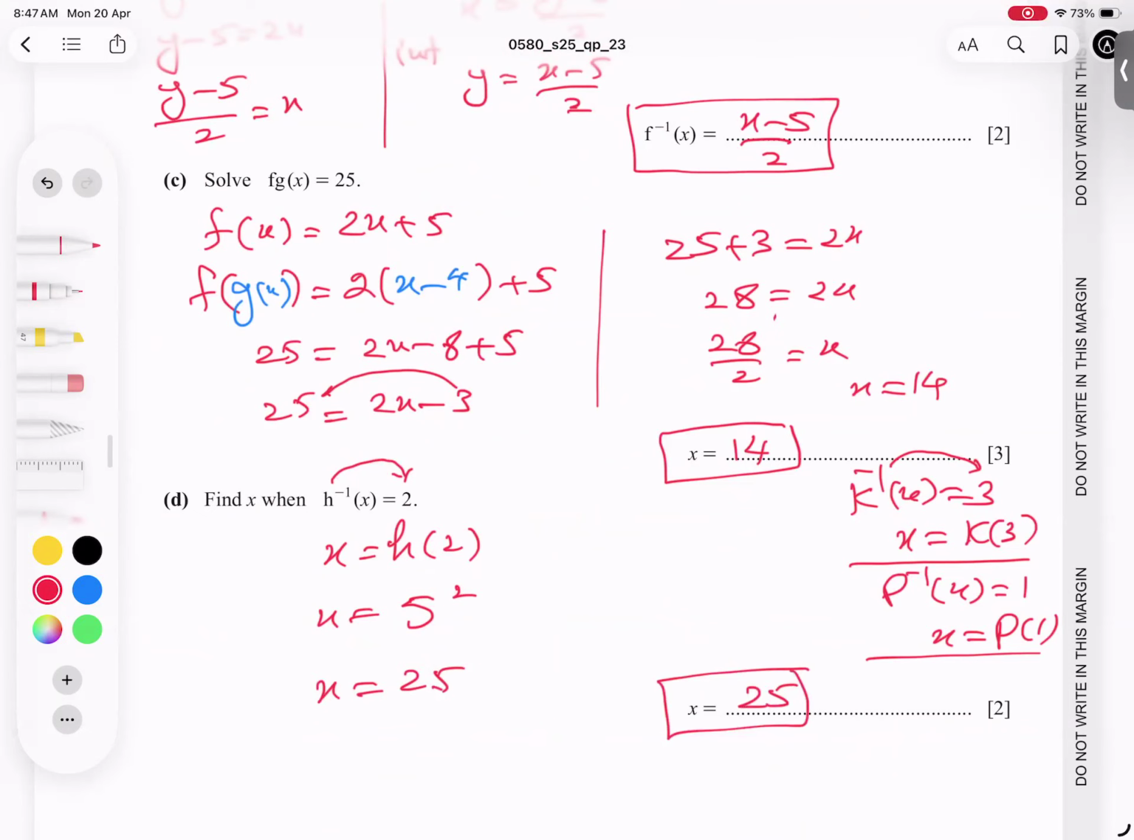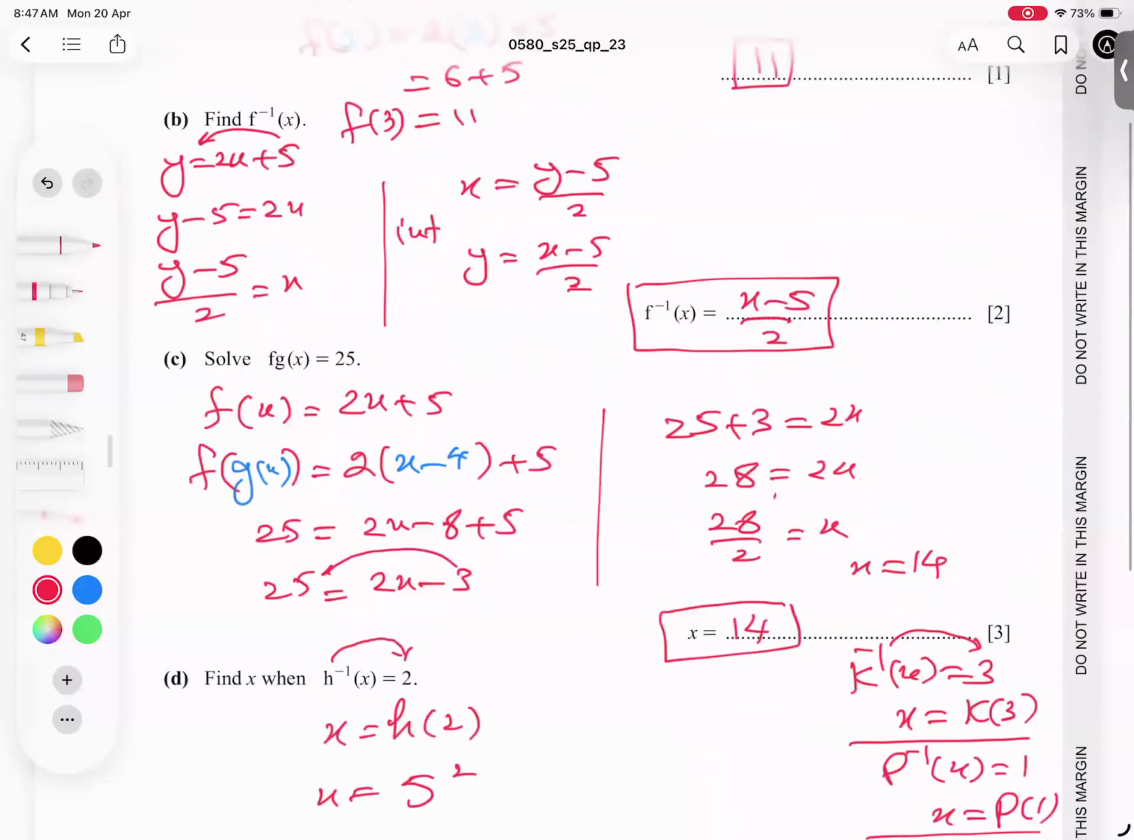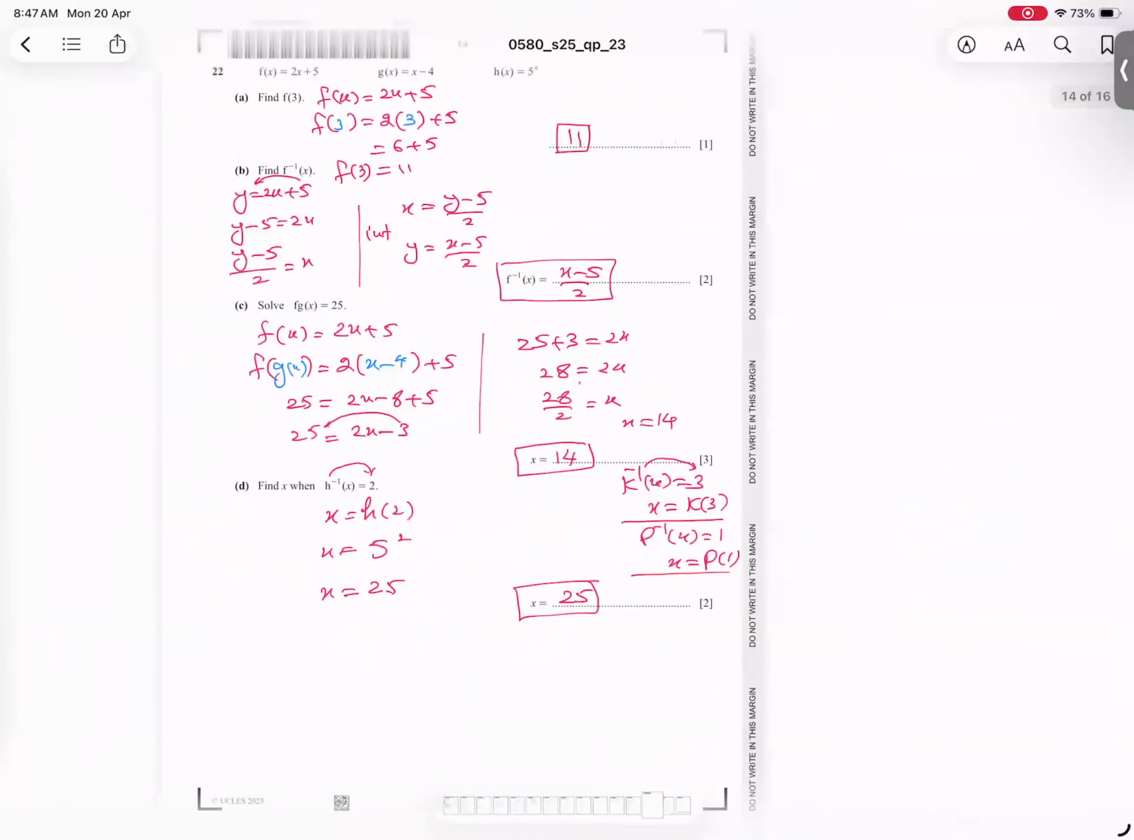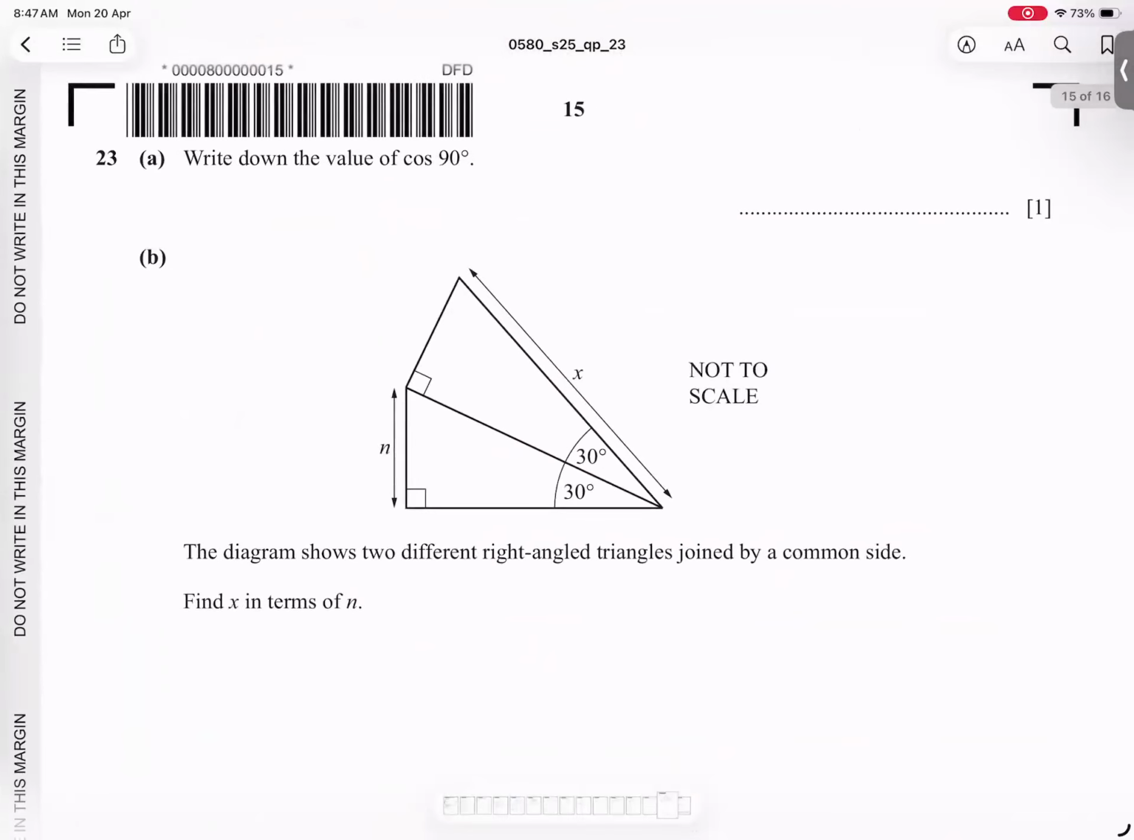I think the point is very clear, and no further question here. Next page. Question number 23, sorry.